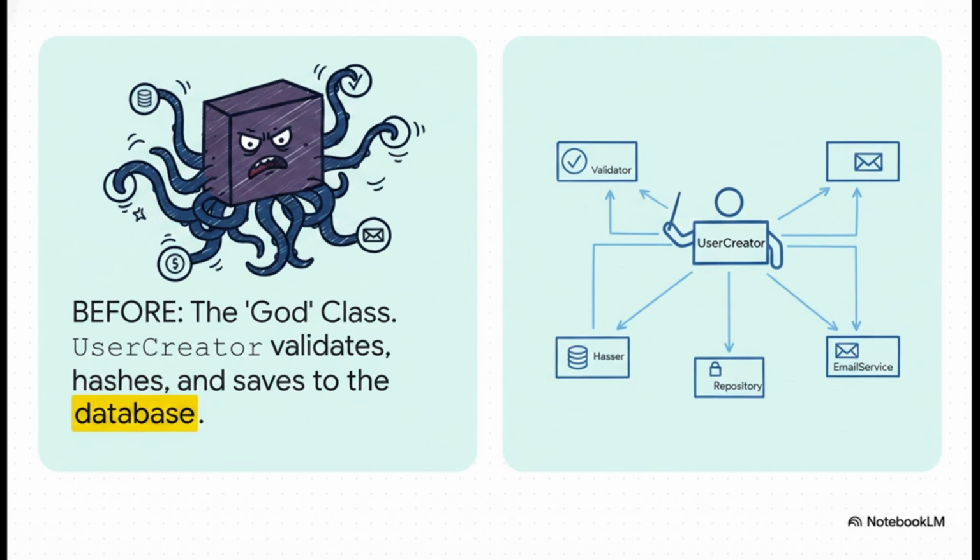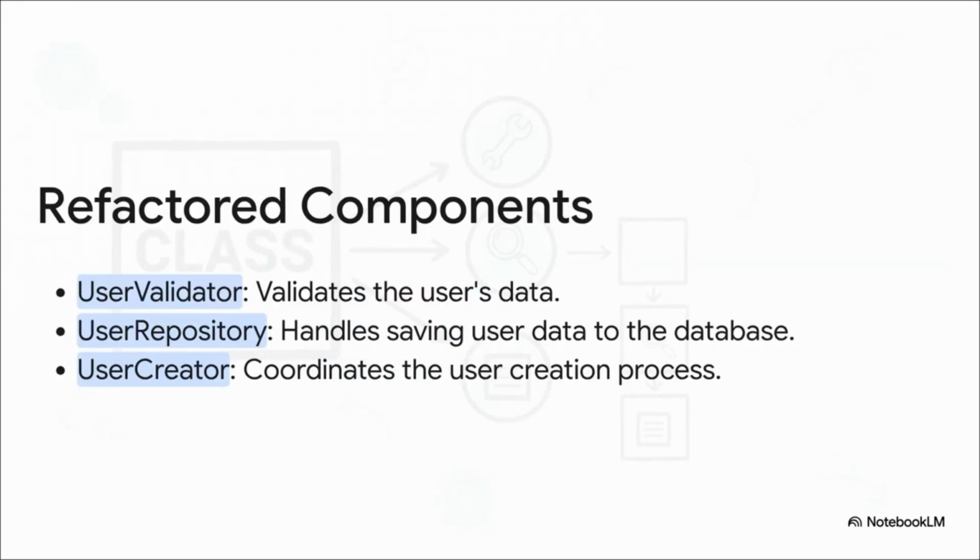After we apply SRP, the UserCreator has a new, simpler job. It's just a coordinator. It manages the process, but it delegates the actual work. We've essentially taken our one big class and broken it up into a team of specialists. We now have a UserValidator, whose only job in the world is to validate data. We have a UserRepository that is an expert on all things database. And the UserCreator is now the manager that makes sure they all work together.